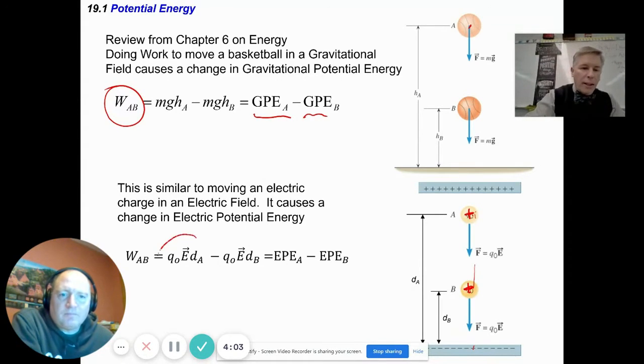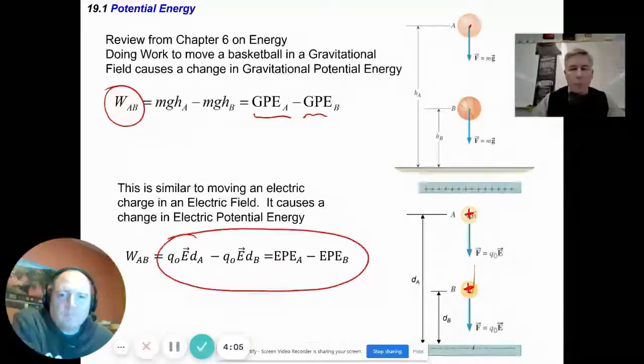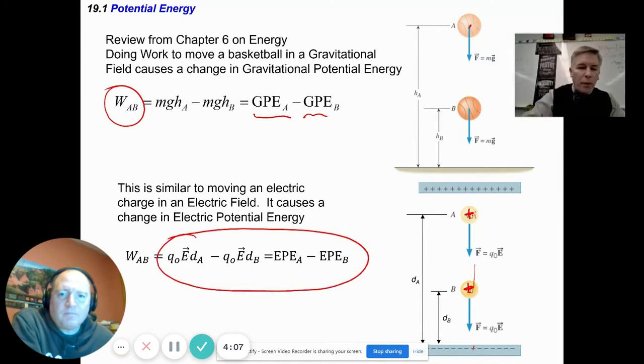And so we could calculate that change in electric potential energy. Here's the cool part. If you write it like this, the charge times the electric field times the distance it is away from the source of the electric field, that is a way of finding the electric potential energy, just like mass times gravity, which is actually like a gravitational field.